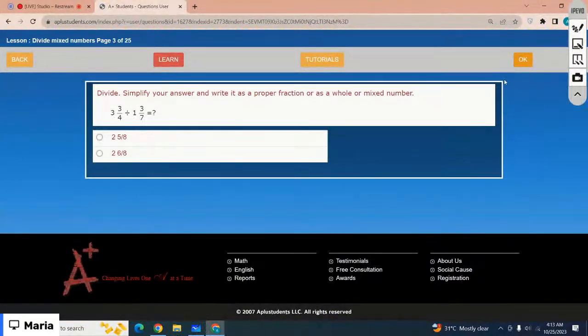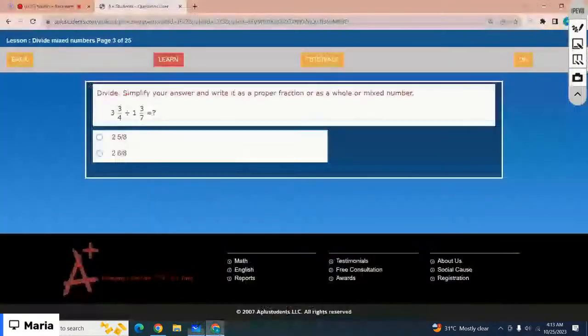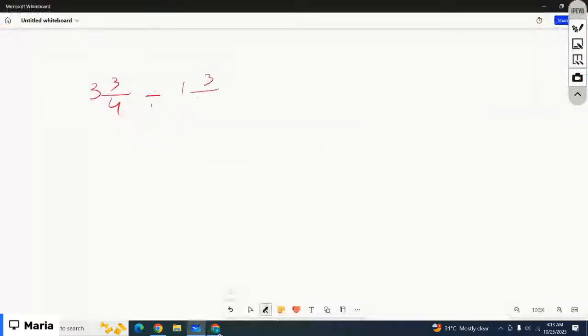Okay, let me just divide 3 whole 3 over 4 divided by 1 whole 3 over 7, right? Just convert them into improper fractions. 4 times 3 is 12 and 3 is 15, so 15 over 4. 7 times 1 is 7 and 3 is 10, so 10 over 7. So just replace the division sign with multiplication, with 7 over 10, right?